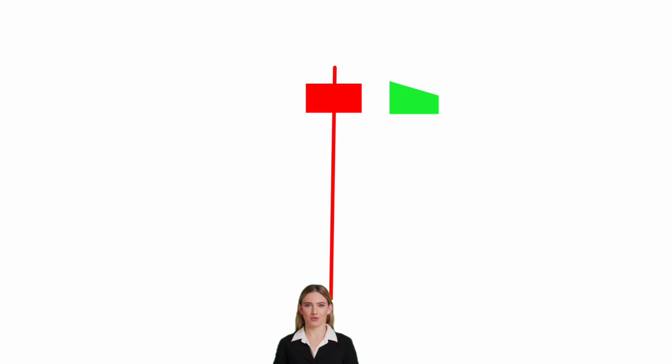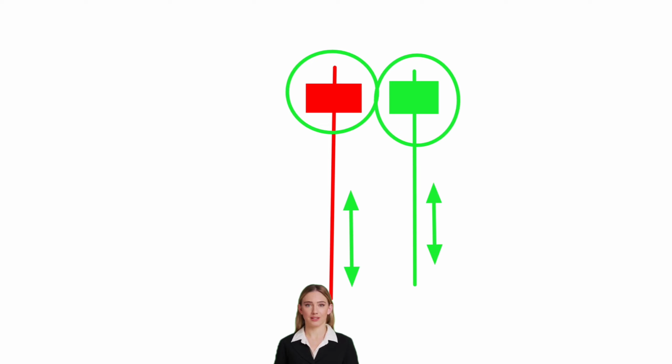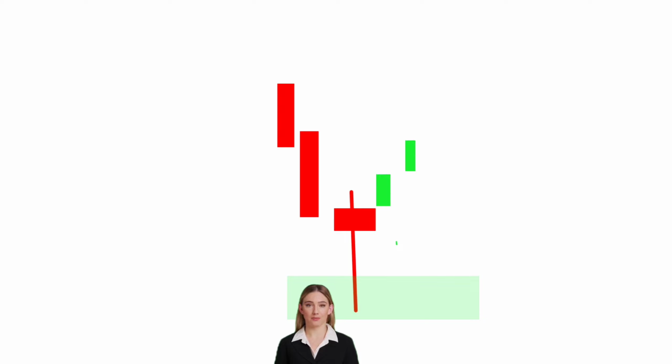A hammer candlestick pattern is formed when the price opens higher than it closes, but then reverses and closes higher than the open. This pattern is seen as a bullish signal, indicating that buyers have stepped in to push the price higher.